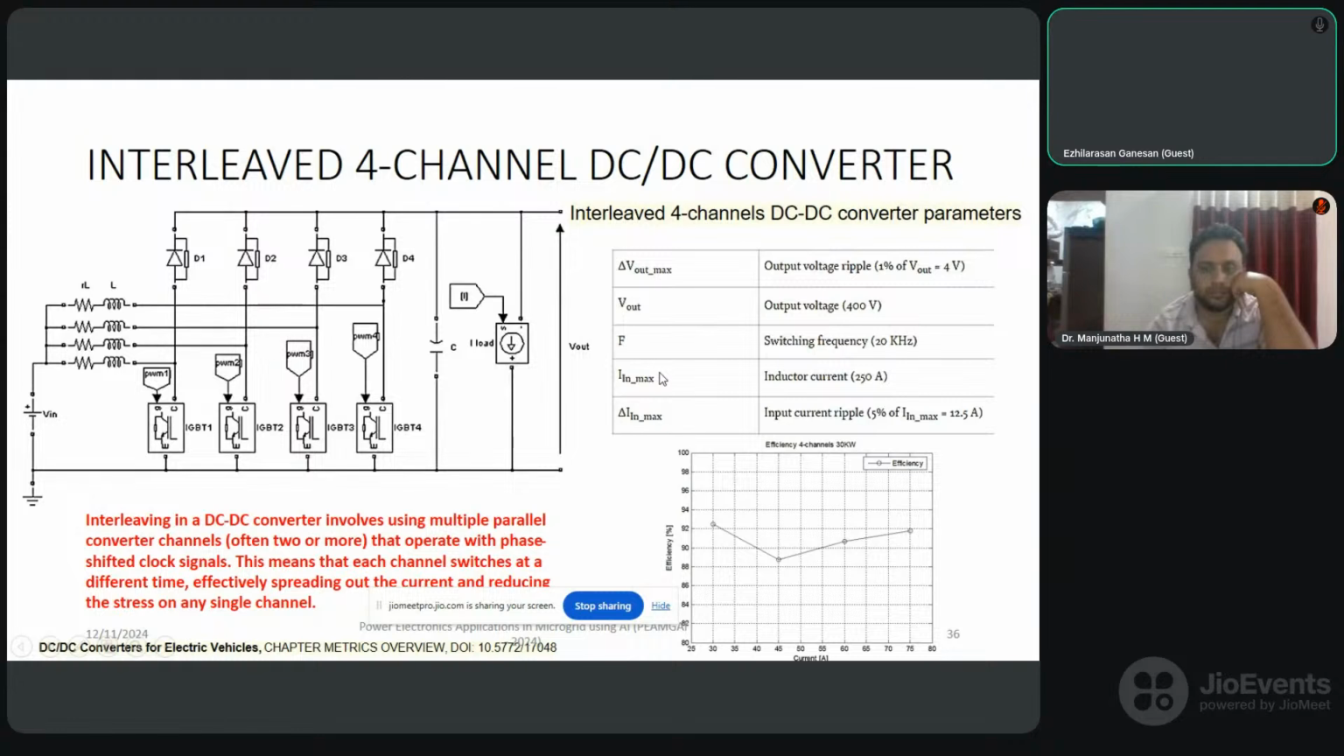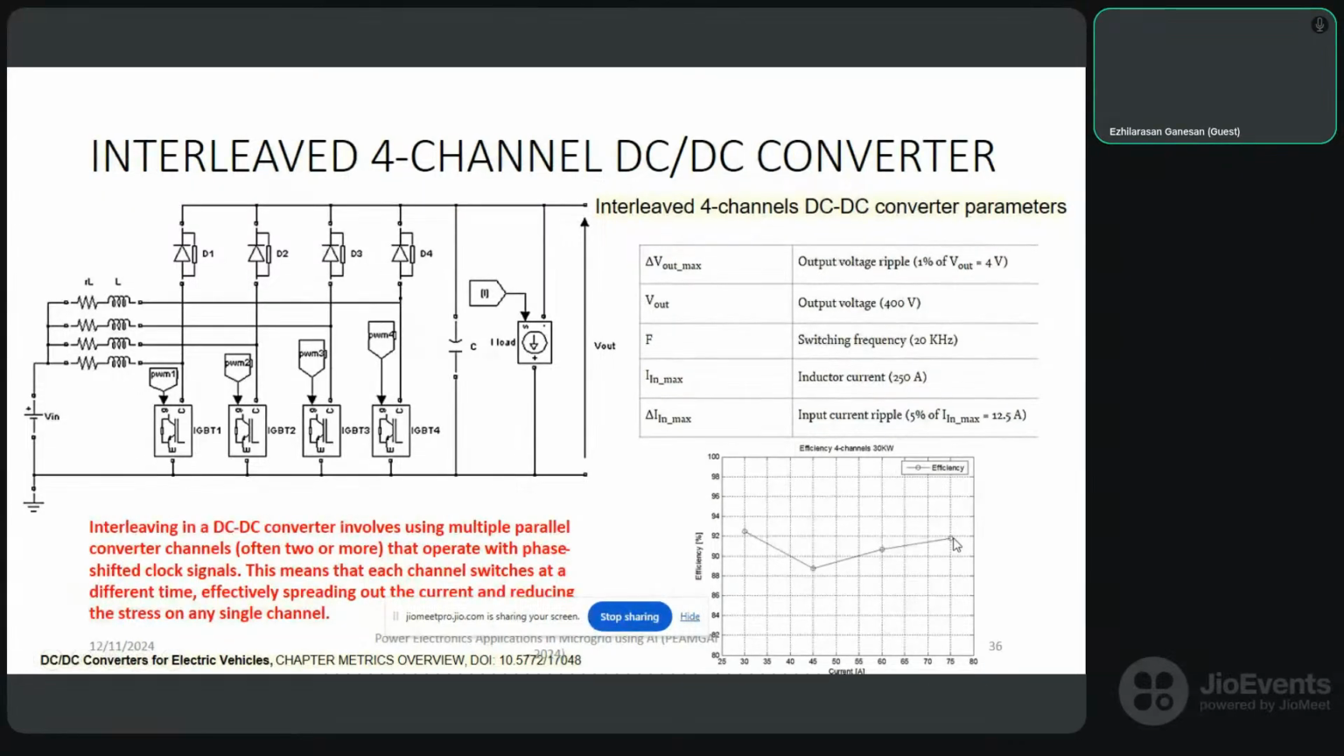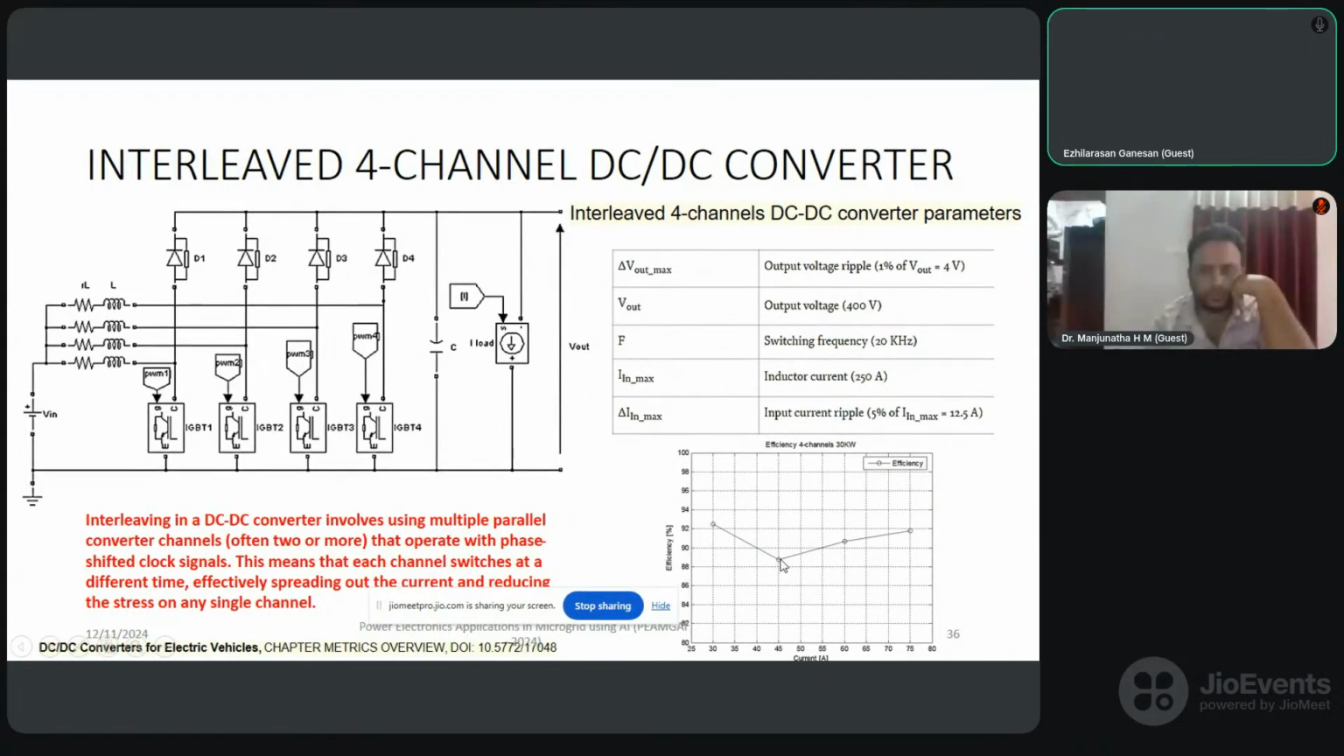Okay, and you can see the efficiency curve. First it is dropping down, and then it is slightly improving. This is due to controller action. So initially the efficiency is high because, as I said, losses will be more. As the current increases, the efficiency drops down initially, right? As I said, I square R losses.